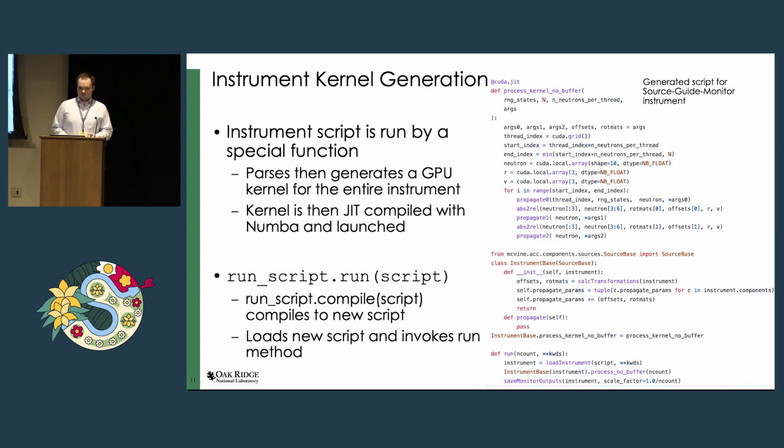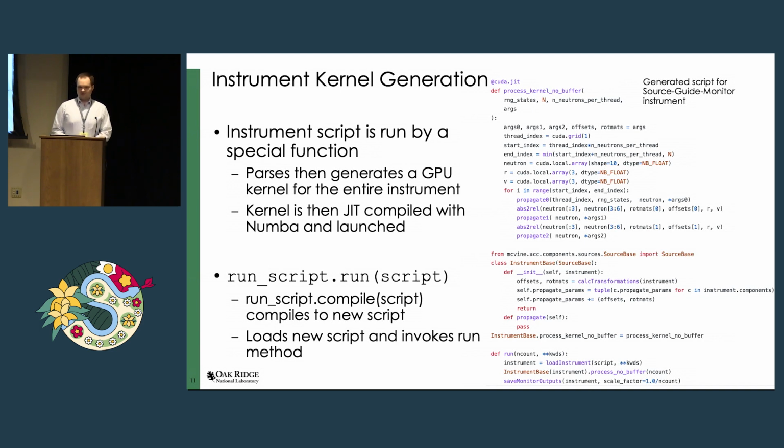However, we have some challenges, because these scripts can be any collection or ordering of these components, so we can't hard code a kernel to model different instruments. We could, but that wouldn't be sustainable. So we want to do this dynamically. We want to take in the script and generate a new CUDA kernel for that instrument at runtime. That's what we're doing here.